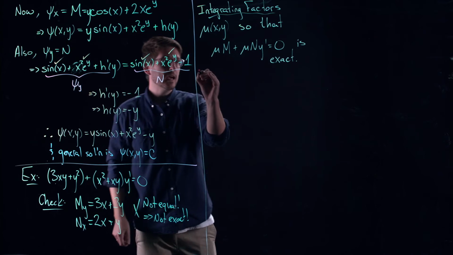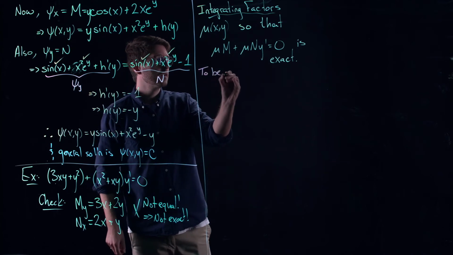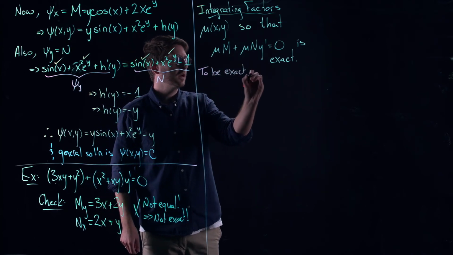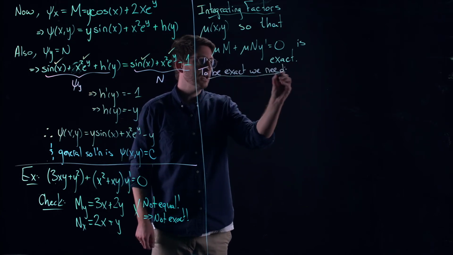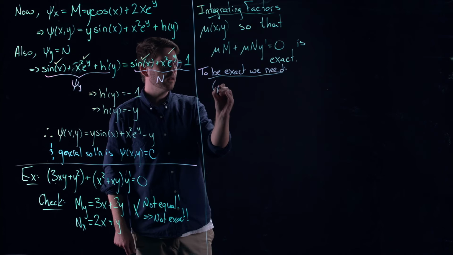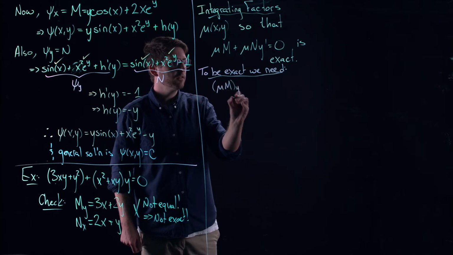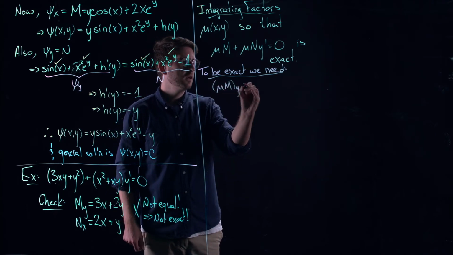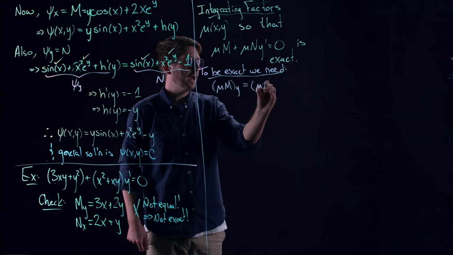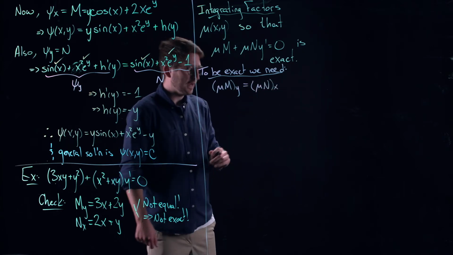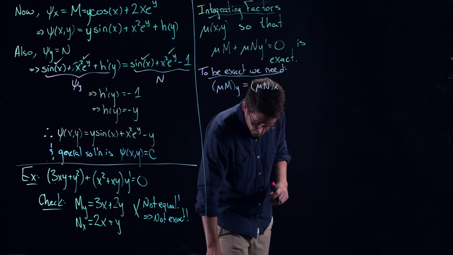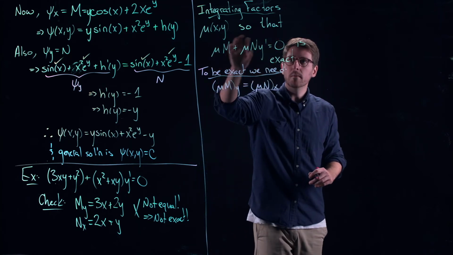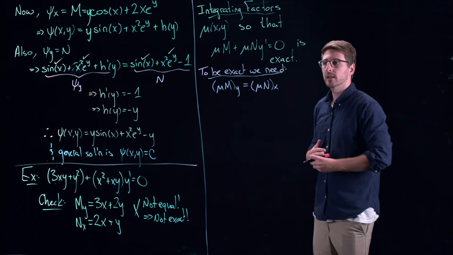And so, to be exact, we need, well, what is it that we need? We need that when you take the y derivative of mu times M, this is equal to the x derivative of mu times N. This is just applying my theorem that I had on the board, right? With the new M and the new N after multiplying in the integrating factor.